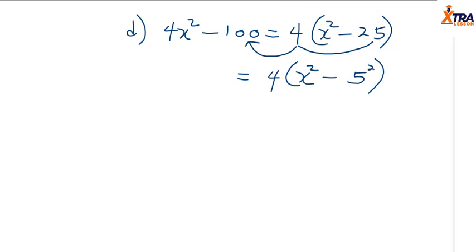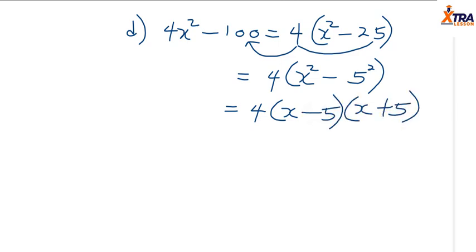So just like we have in the previous example, this is difference of 2 squares. So what do you do here? You use the principle of difference of 2 squares by saying 4, then you write x minus 5 and x plus 5. That will be your final result.